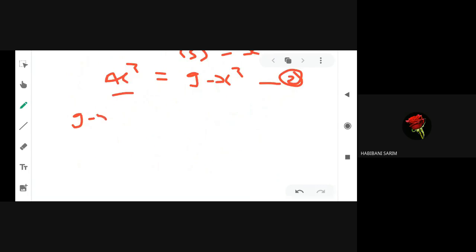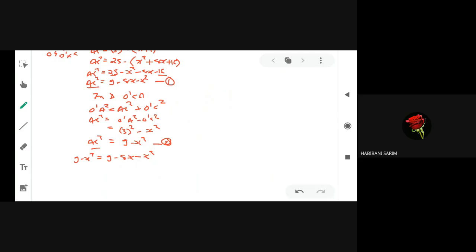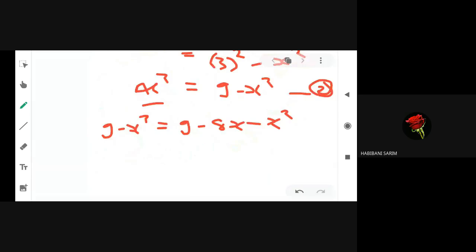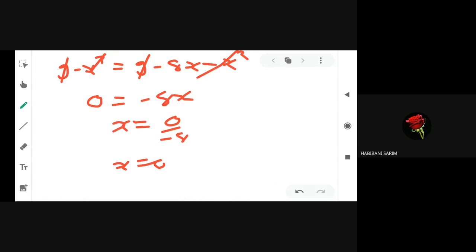Okay. So 9 minus x square is equal to 9 minus 8x minus x square. The comparison of these two, 9 minus 8x minus x square and 9 minus x square. Now you can see that 9 will be cut because it is on both sides. Minus x square will be cut. So what is left on the left side? 0. And right side minus 8x. So x is equal to what is the value? 0 by minus 8. So x is equal to 0.